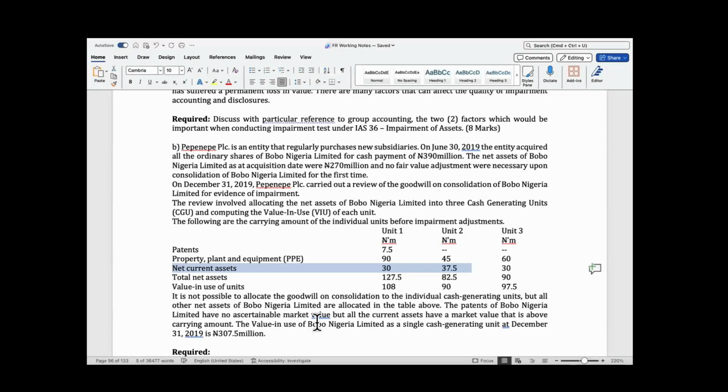They now said the value in use of Bobo as a single CGU as at December 2019 is this. Can somebody help me add these 3? Does it add up? Does it equal this? I just want to confirm something. Can you help me add these 3? Does it equal this 307.5?